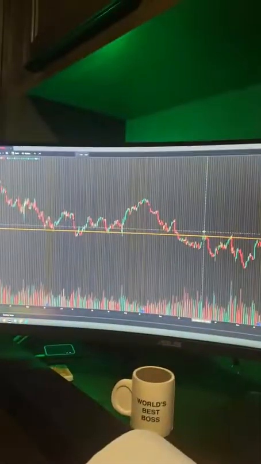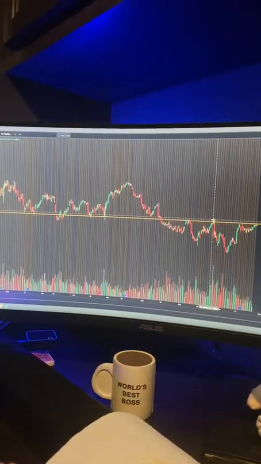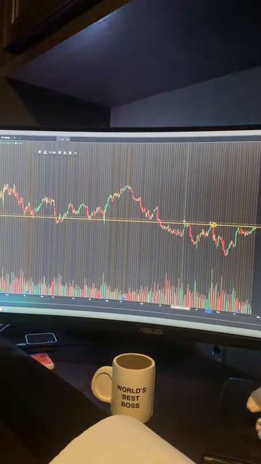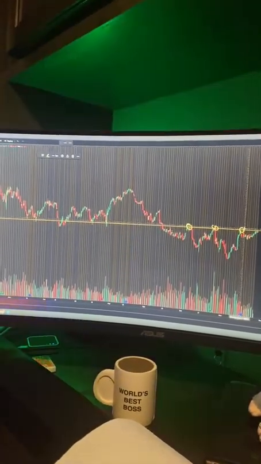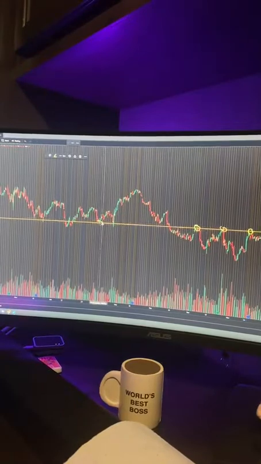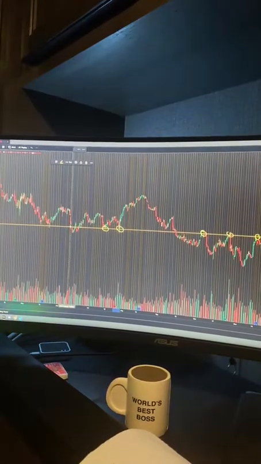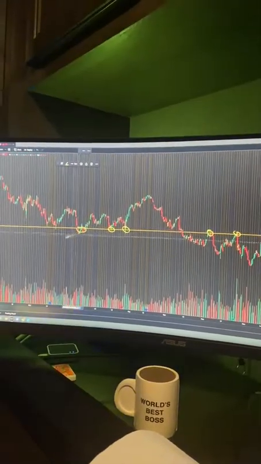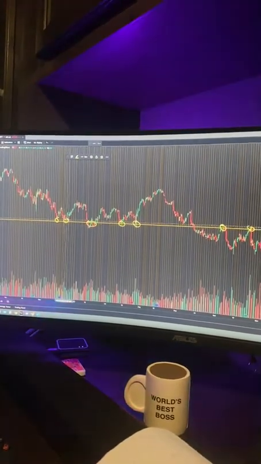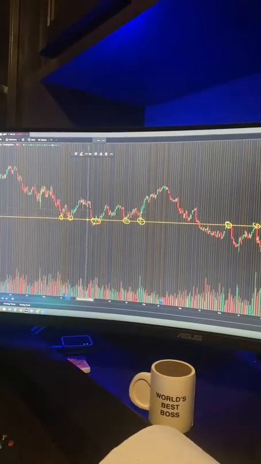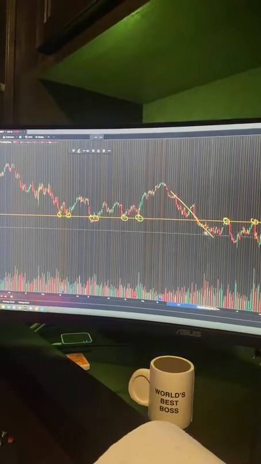Now let me just draw some circles to make it easier on your eyes. So remember, we have one touch here. We have one touch there. Another touch here. We have a touch here. We have a touch here. Big old touch here. Here. And here. Look how many times we had to bounce off this until we finally broke right through it.